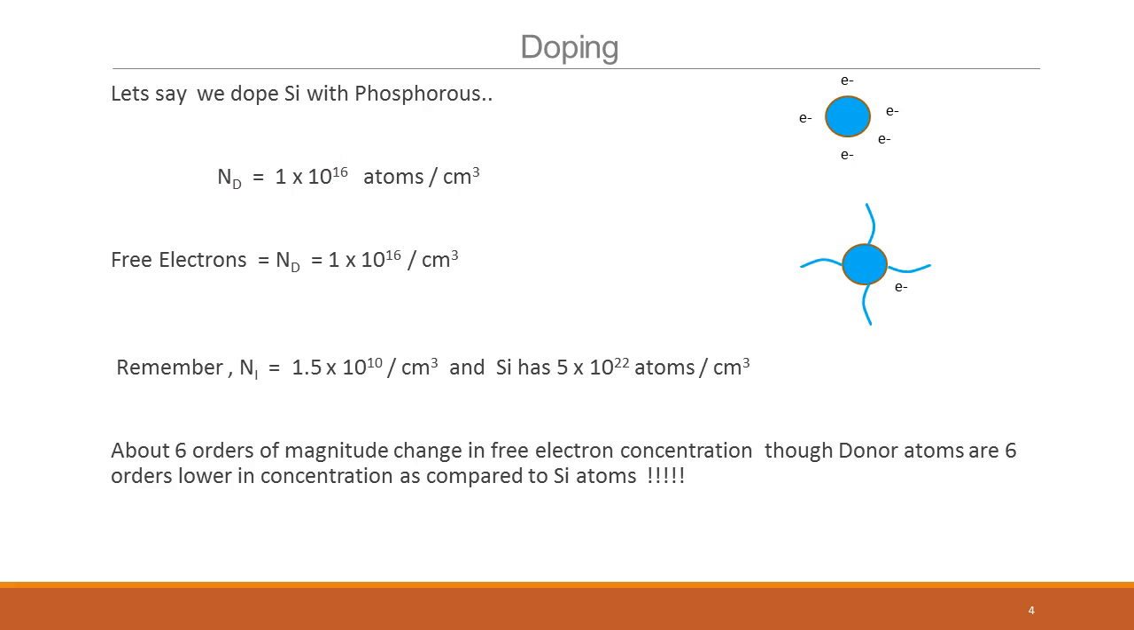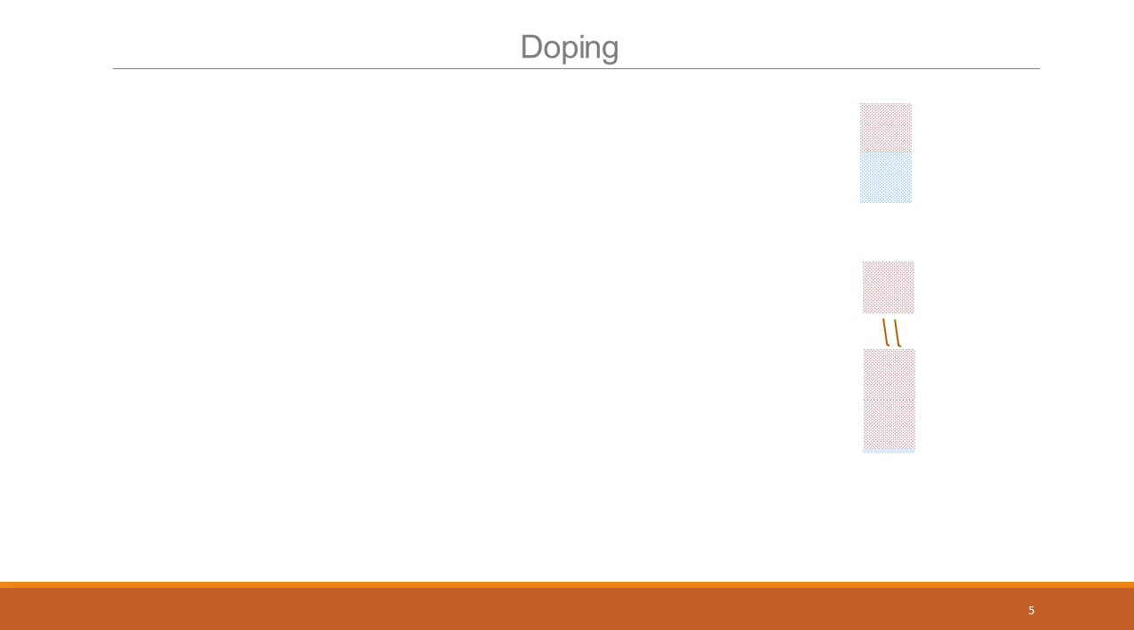So there is a 6-order-of-magnitude change in free electron concentration through donor atoms, with a 6-order-lower concentration compared to silicon atoms. The donors, which are lower in density, have increased the number of free electrons in the semiconductor by 6 orders of magnitude. Now we can really control the conductivity. That is the reason for doping.